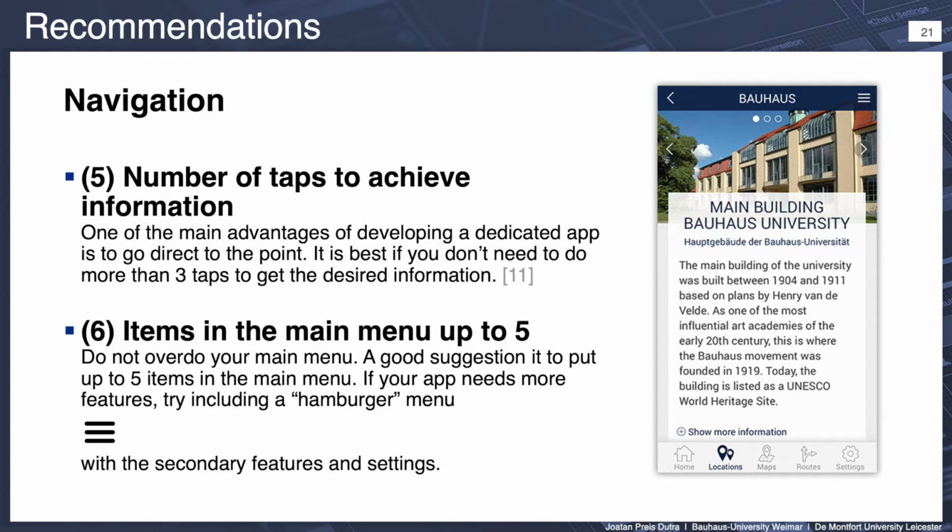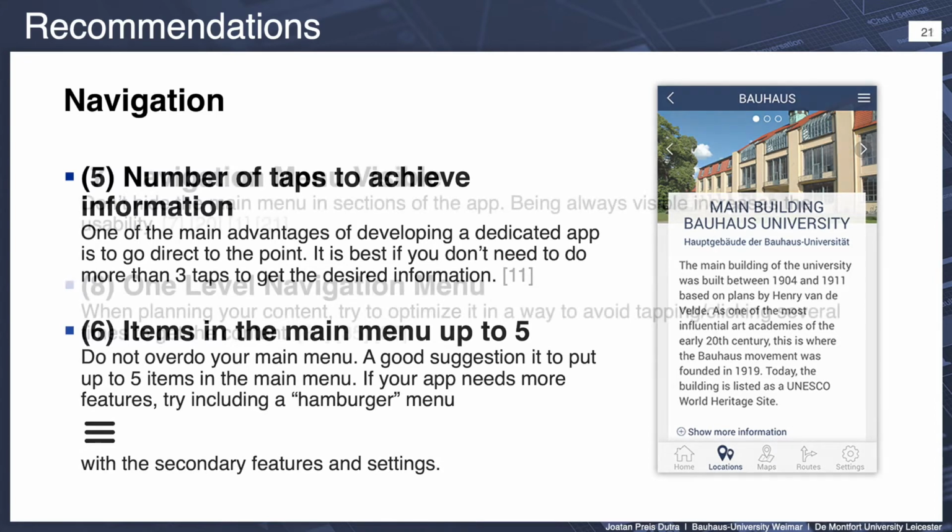That's also related to the items in your main menu. Just go for up to 5. You can have 4 or 3. So think about what is important in your attraction, what you're going to show, and put just a few options in the main menu. And if you tell me, okay, but I have a lot to tell about my city, about my locations, of course, then you can use what's called a hamburger menu and show the other information there. But try to divide what the main thing in your app is. And then, of course, you can offer more content using other alternatives.